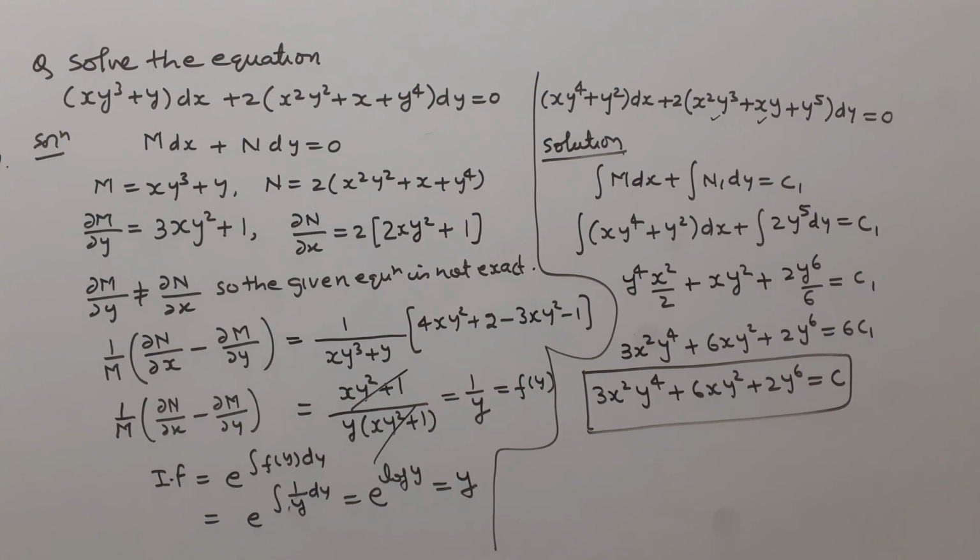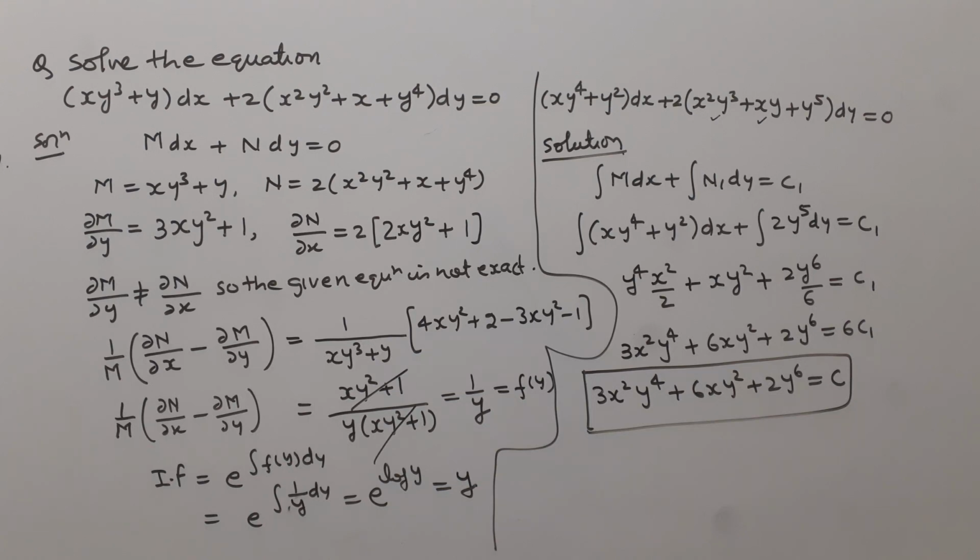So in the given differential equation, first we compare with M dx plus N dy is equal to 0 and find capital M and capital N. After that we differentiate M partially with respect to y, and after that we differentiate N partially with respect to x. So we get del M by del y and del N by del x, both are not equal. So the given equation is not exact.